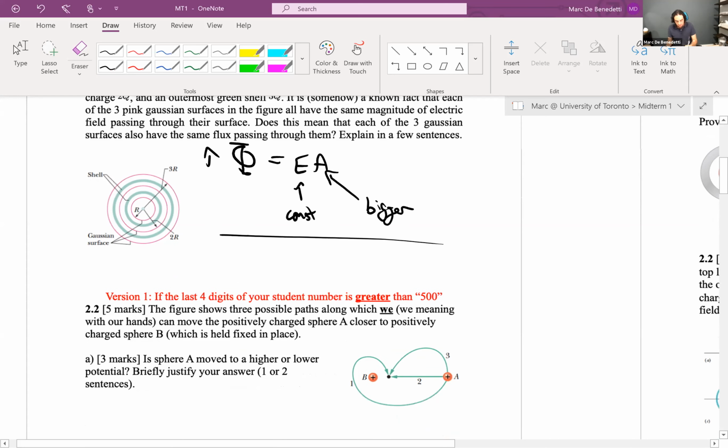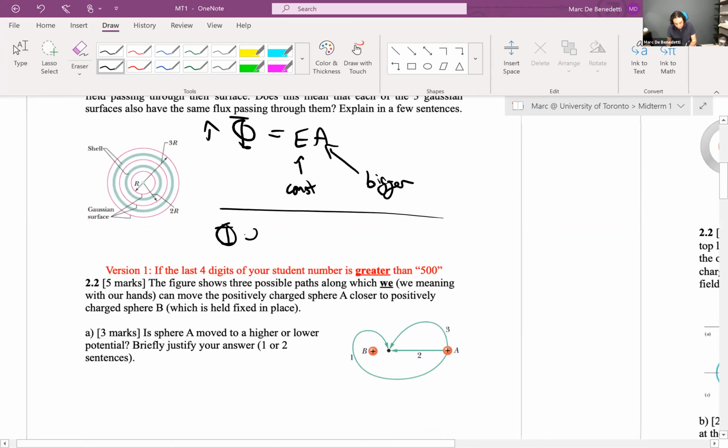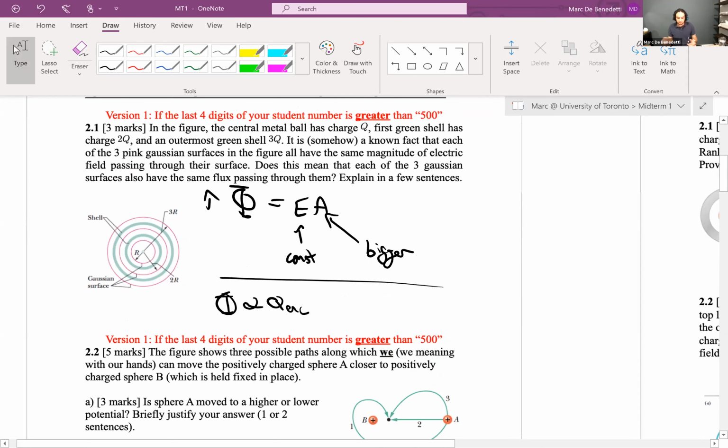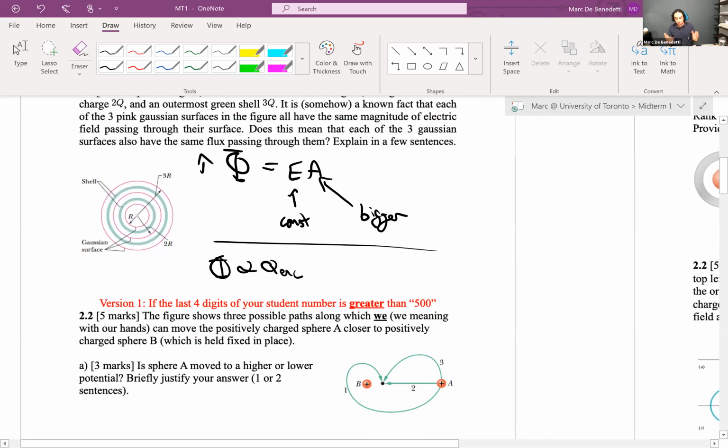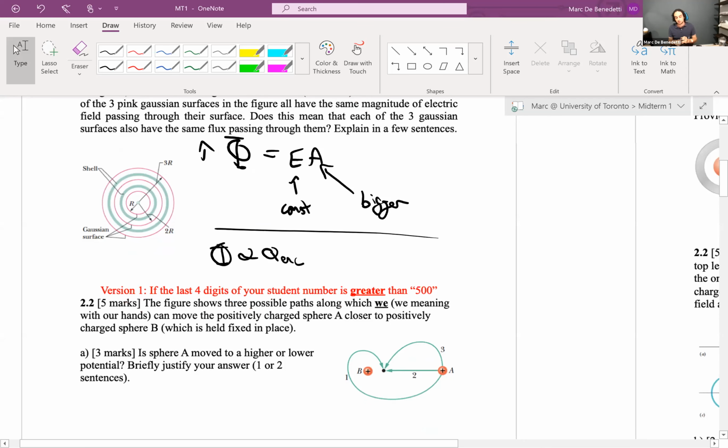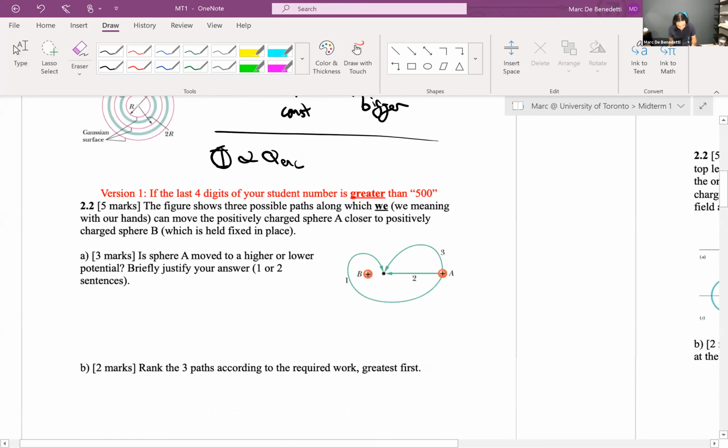The other way to think about it is you know that flux is proportional to the enclosed charge. And you're told that the disks have Q, 2Q, and 3Q of charge on each of the conducting shells, the green conducting shells. So another way to think about this is flux is proportional to total enclosed charge, which means if there's a Gaussian surface that is encompassing more total charge, then it will have more total flux. So either way, we'll get you the right answer on that one.